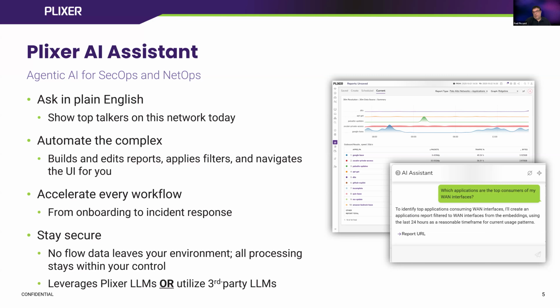So the goal isn't to replace analysts here, it's to amplify them, make them better, make them faster. It shortens time, and that's what we're doing here, shortening the time between thinking about something, asking a question, and getting the answer. It's about being more productive. So that's what Plixer AI Assistant is bringing to the product. Erik will show more of this later in the presentation. Let's move on to Zscaler.